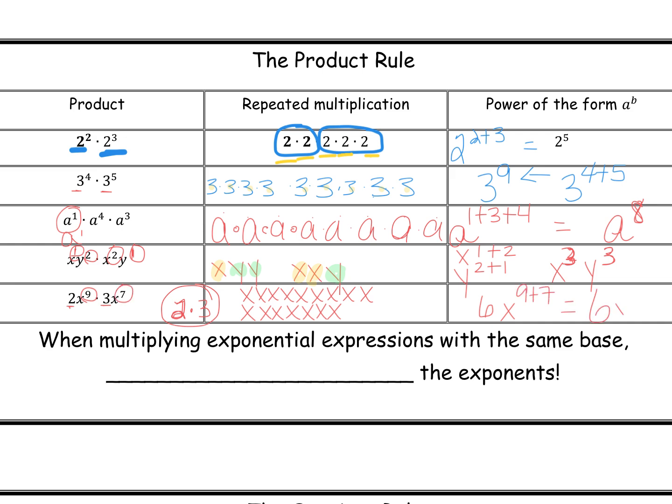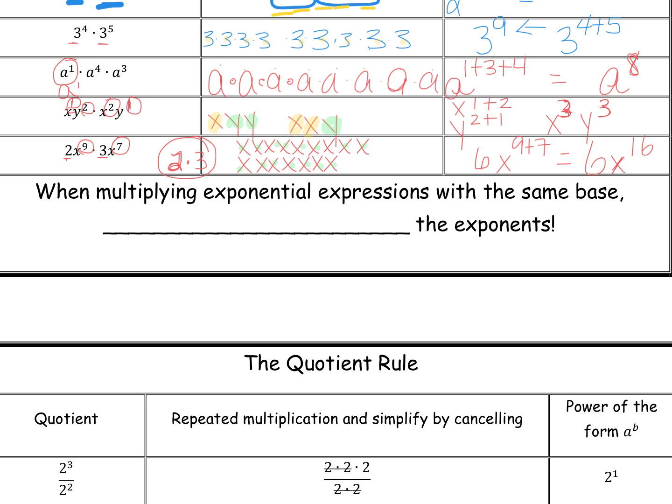I have 6x to the power of 16. And if I went through and counted all of my x's, 1, 2, 3, 4, 5, 6, 7, 8, 9, 10, 11, 12, 13, 14, 15, 16, that is where I get my exponent. So what we need to take from all of these examples is that when multiplying exponent expressions with the same base, we will need to add our exponents. Our exponents, remember, are our small number.